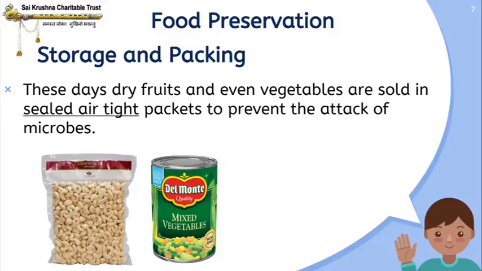Why is this done? This is done to prevent the attack of microbes. By airtight sealing and canning, we do not allow the microbes to even exist in that environment. So this does not spoil the food, and this food can be kept for a longer time. The shelf life of these foods can be extended because microorganisms cannot invade and contaminate these foods, which are in airtight packets or in sealed cans.